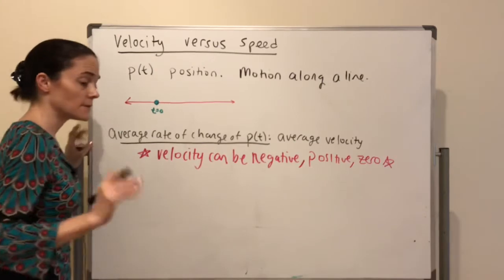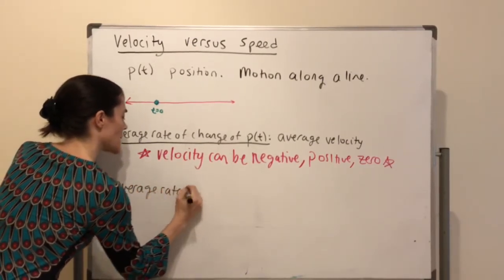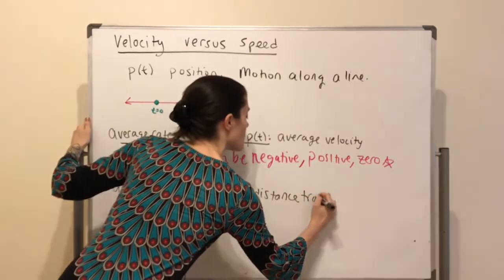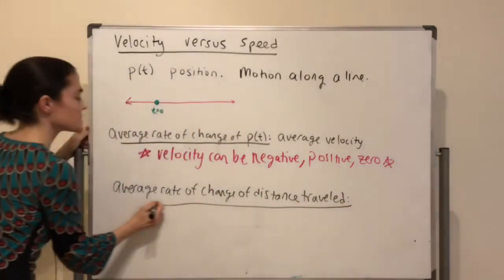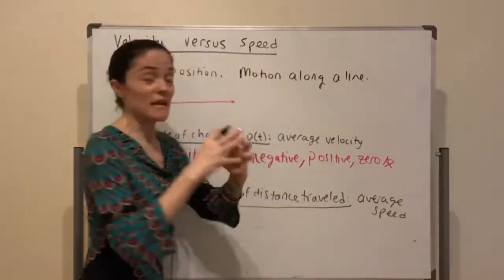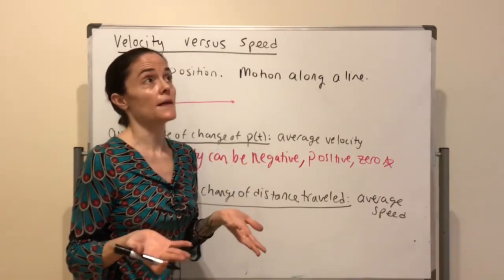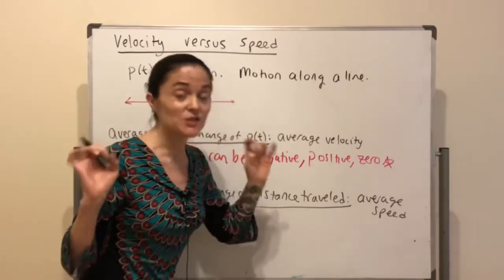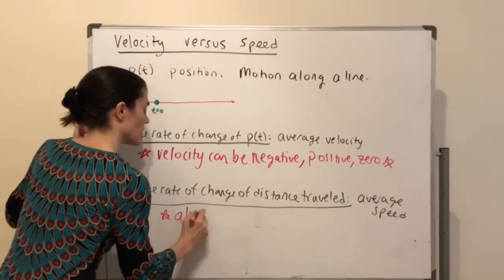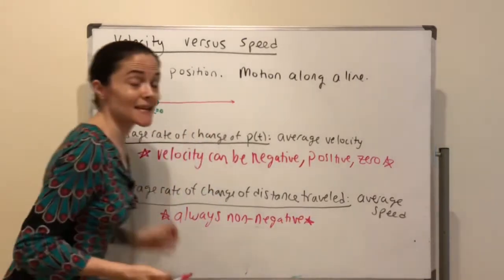Well, speed must be non-negative. And what is it? It's the average rate of change of the distance traveled over some interval. Again, this is the average speed and distance. So you take the total distance traveled on some interval divided by the length of the interval. And this will be average speed, but total distance traveled is always non-negative, and so speed is always non-negative. And this is the important difference between velocity and speed.